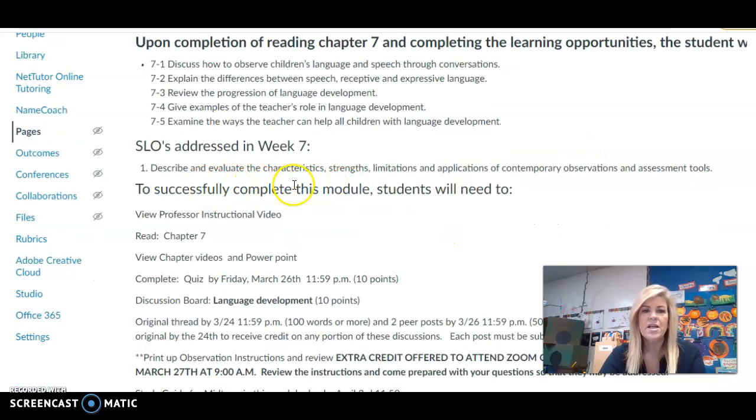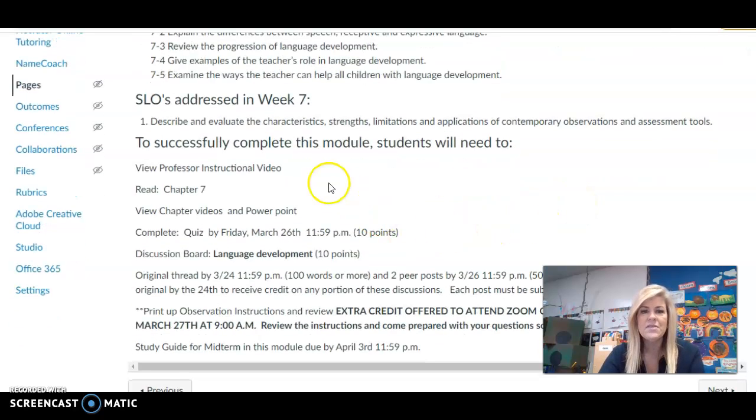And this week, the SLO we will be discussing is again the applications of observations as an assessment tool. So you're going to be looking at the strengths and the characteristics and the limitations. Okay, and then to be successful within this module, again, you're going to want to read chapter 7. You're going to look for those key points I just mentioned. You are going to review any videos and the PowerPoints that I provide for you within the module. And you're going to want to complete your quiz by Friday. And again, you get 2 attempts on the quizzes. They are worth 10 points, and they are due Friday by 11:59 p.m.